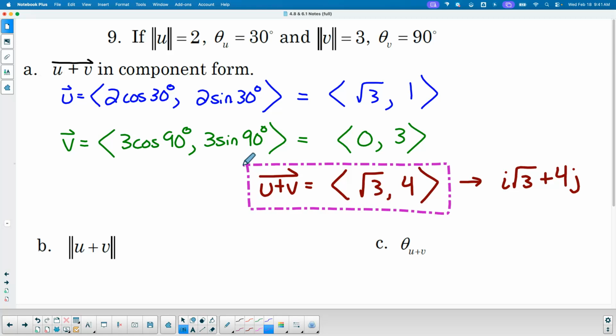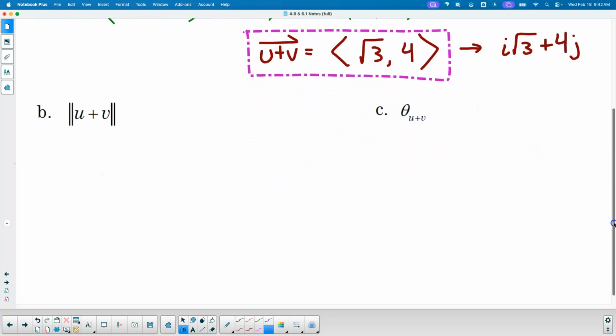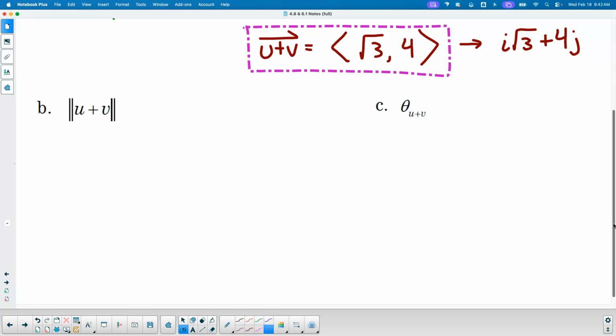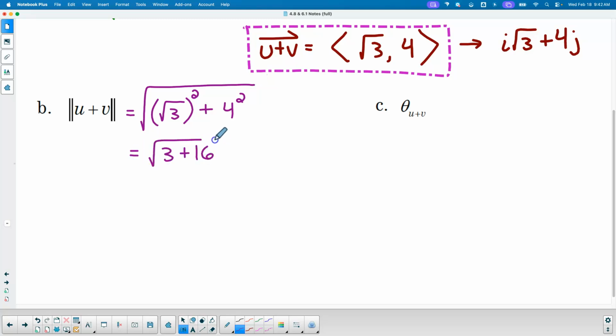Okay. Now we can find the magnitude of u plus v. So that's going to be the square root of 3 squared plus 4 squared, and then take the square root of that. Square root of 3 squared is 3. 4 squared is 16. So the magnitude of u plus v is going to be the square root of 19.